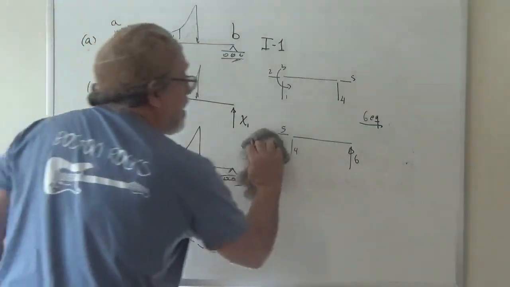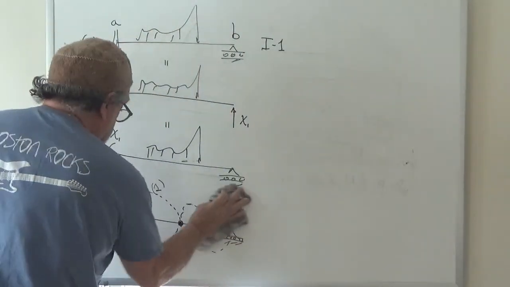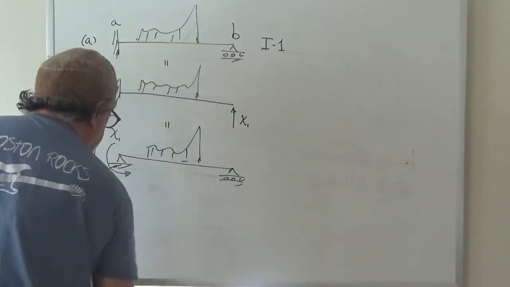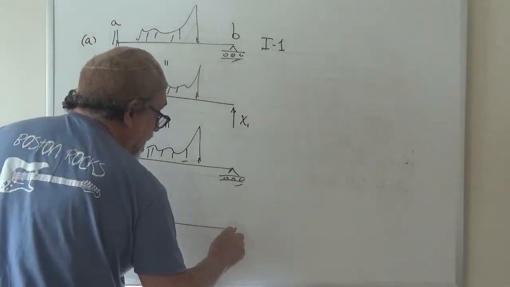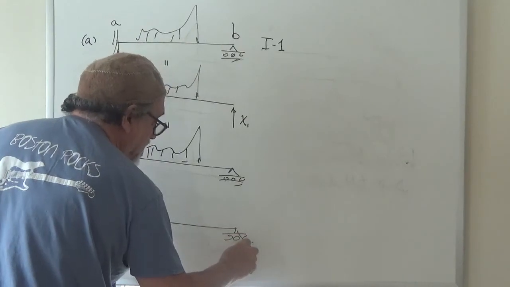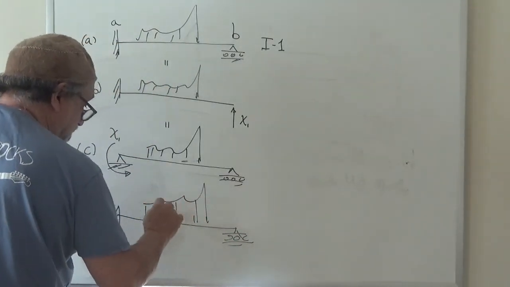So I'll erase here. Erase this thing and draw it again to make the point that there are instances where it's a choice and there are instances where it's not a choice.